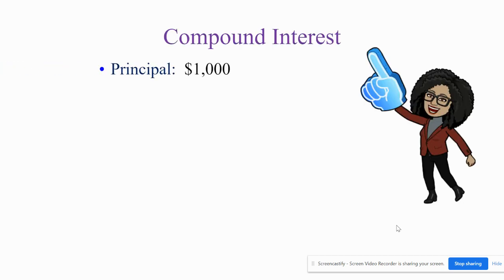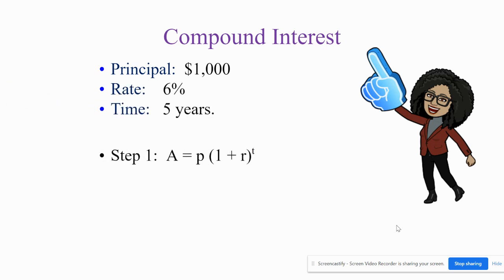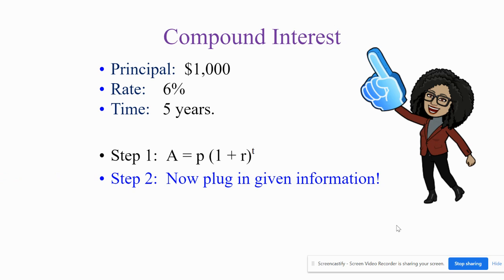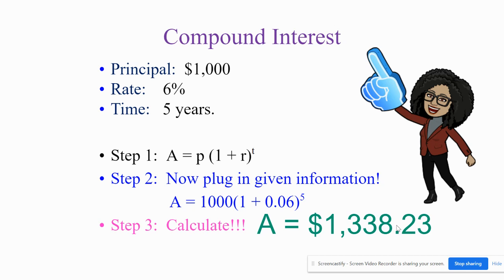Another example, start with my formula, plug in given information, plug in my principal, plug in the rate, remember to change it to a decimal, and time, which is my exponent, and I'm ready to calculate. To get that earned interest, I subtract my principal from the final balance.